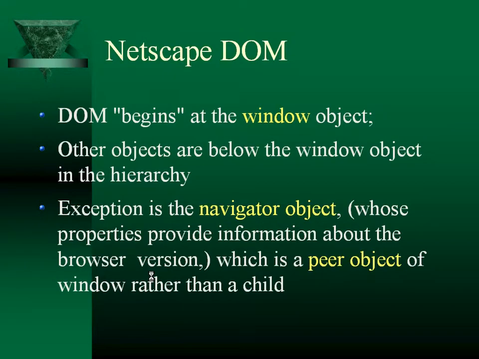Then coming to the Netscape DOM. Netscape DOM begins at the window object. Other objects are below the window object in the hierarchy. There is an exception for the navigator object. It is a separate object which provides information about the browser version. It is a peer object of window rather than a child.